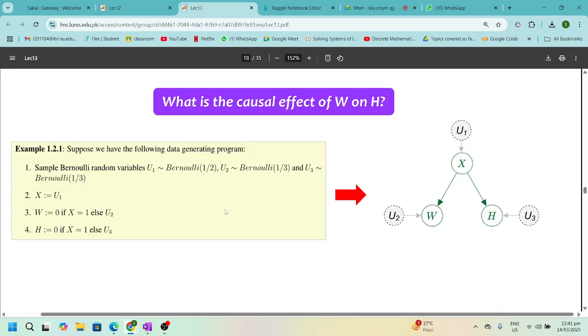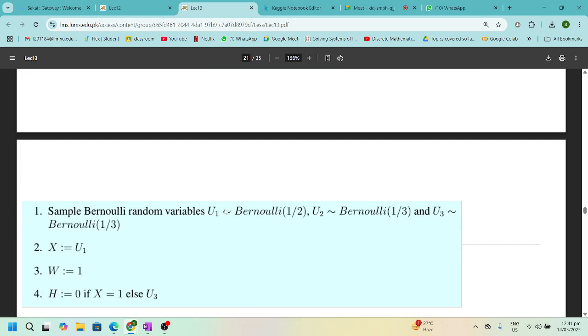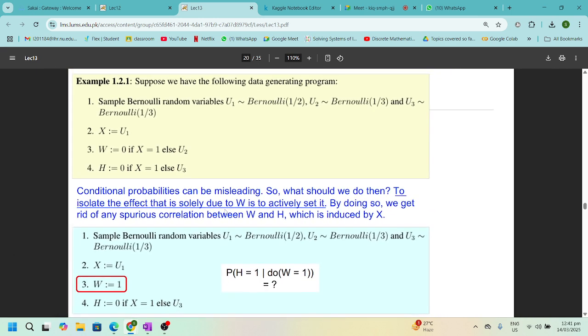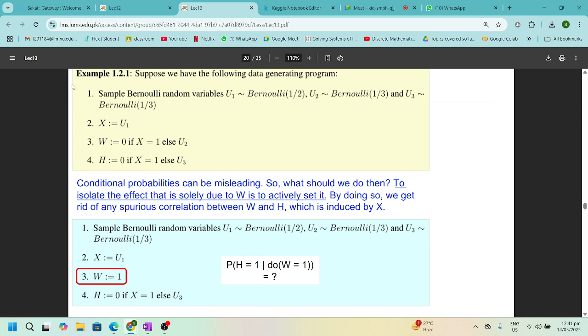Essentially उससे ये होता है. So this is what happened. All right. In brown, you have your prior data generating algorithm. Now when you are calculating the probability of H equals 1, given that do W equals 1, it means that you are intervening and you are changing your data generating process. You are actively setting the value of W to 1.